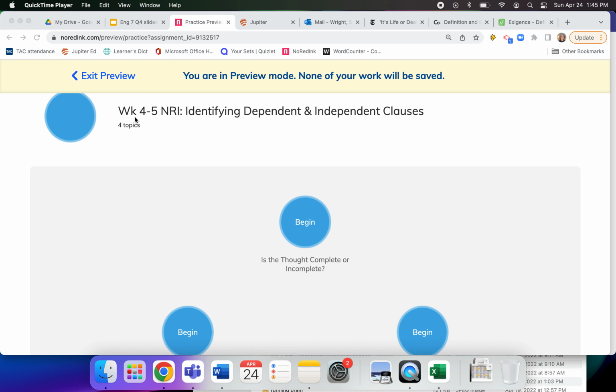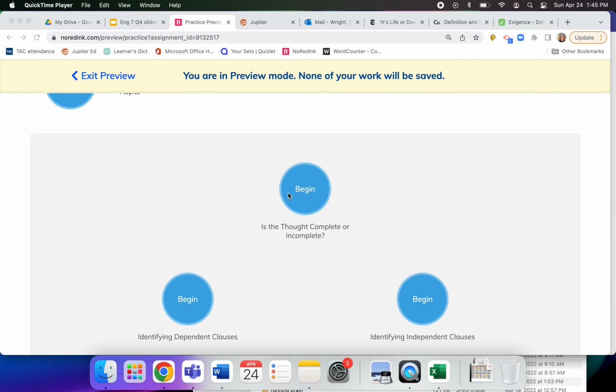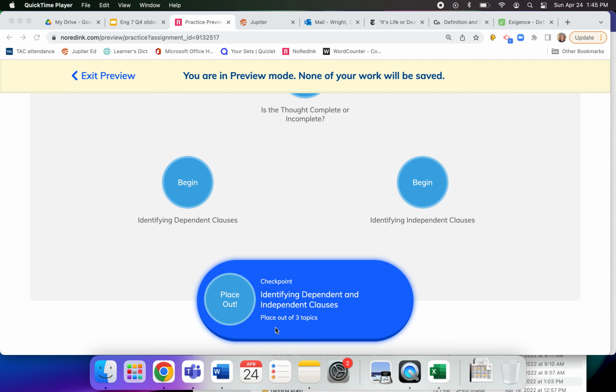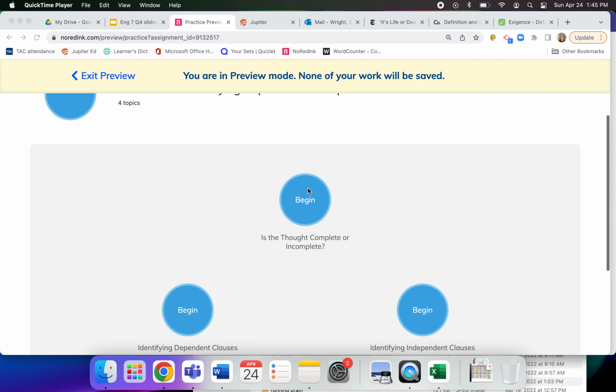People, let's get started on our latest work on No Red Ink. This is basically me giving you the lesson and then working through a few practice exercises. This is on identifying dependent and independent clauses. And you can see we've got four sections: Is the thought complete or incomplete? Identifying dependent clauses, identifying independent clauses, and then the checkpoint, kind of putting that all together.